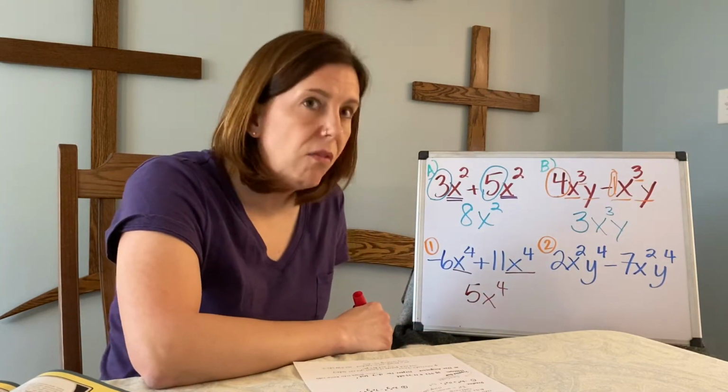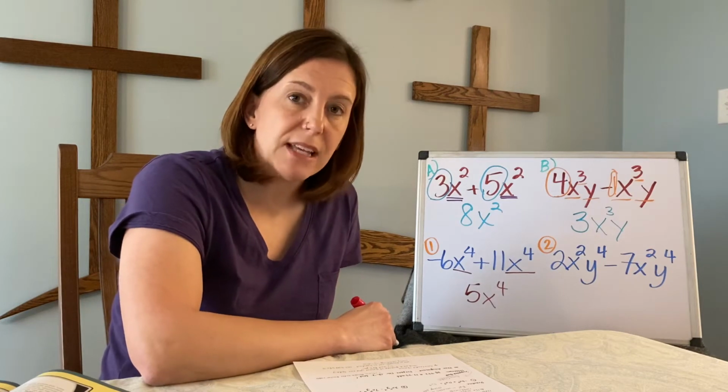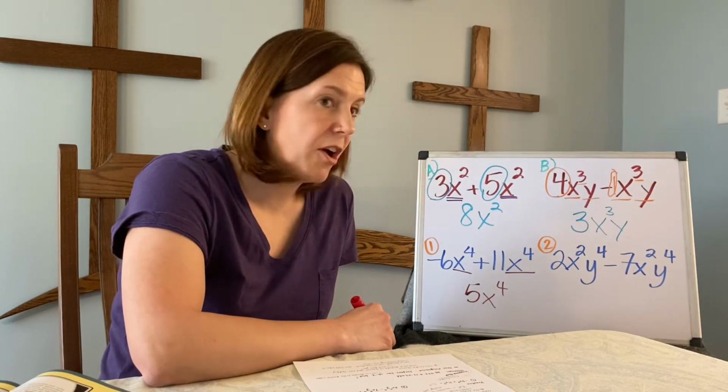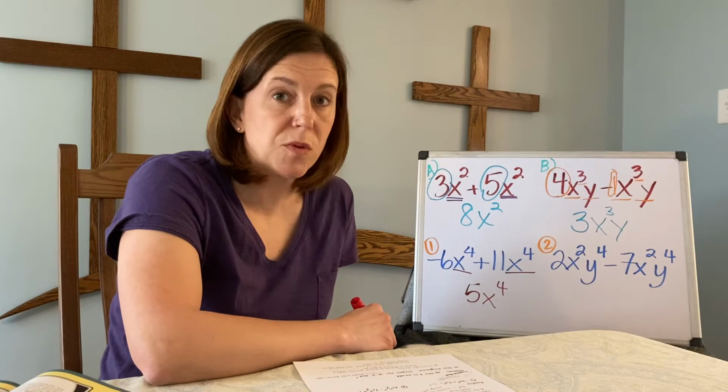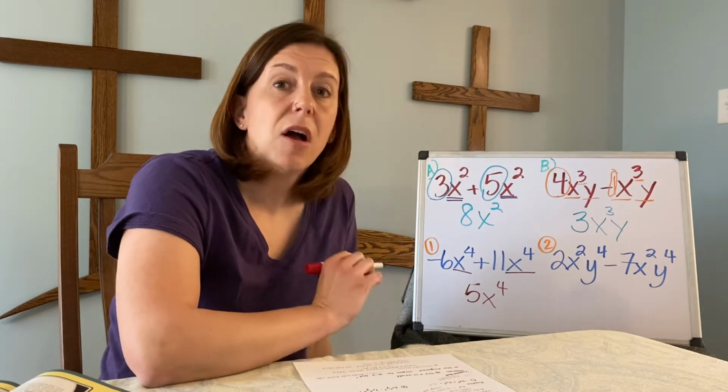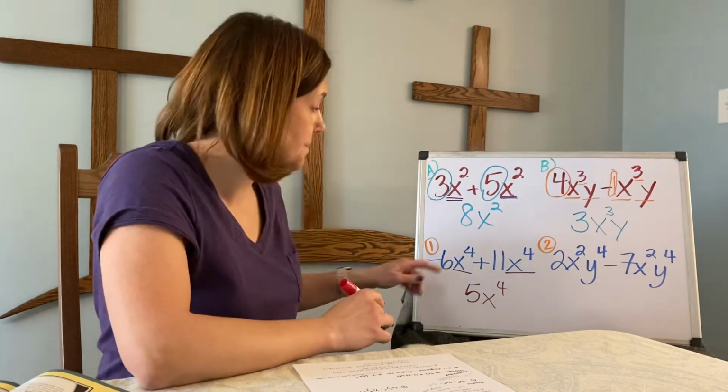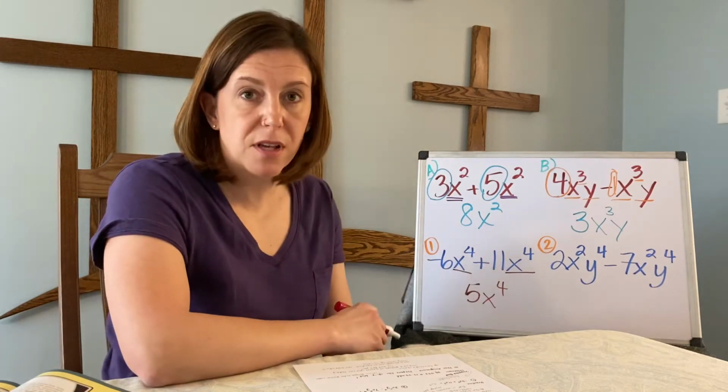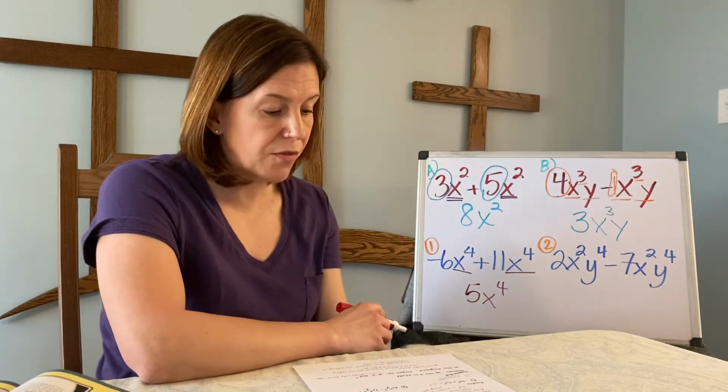Notice that the only thing changing is the number in front. My variables and my exponents do not change when I'm adding and subtracting polynomials or monomials. Just the number out front. So the answer to number 1 is 5x to the 4th.